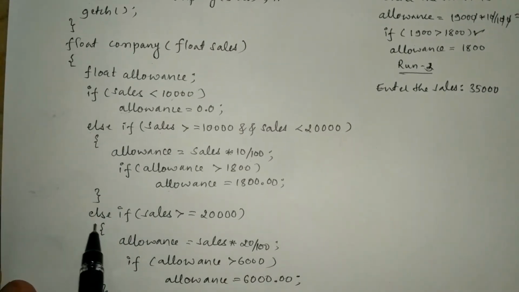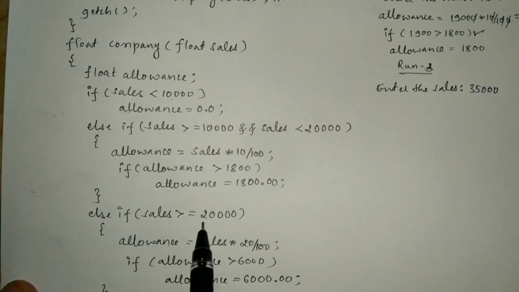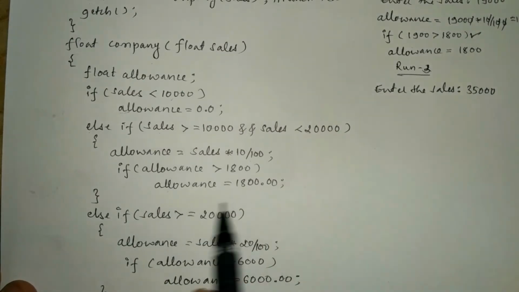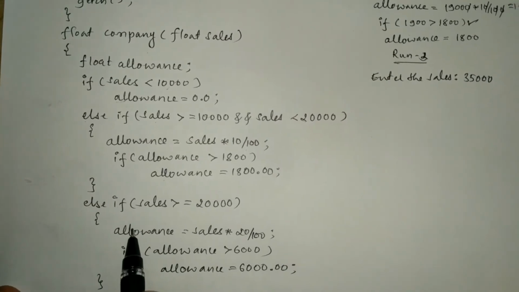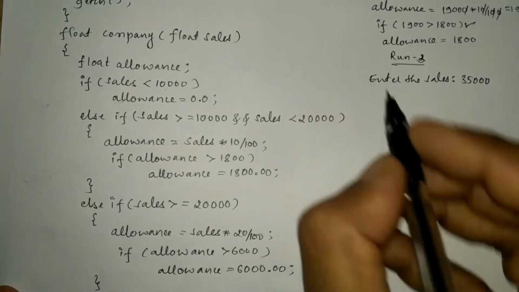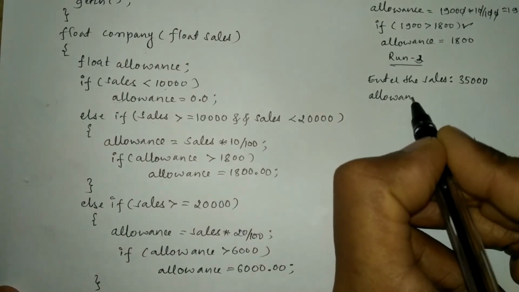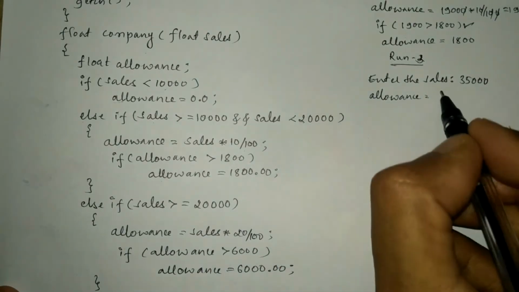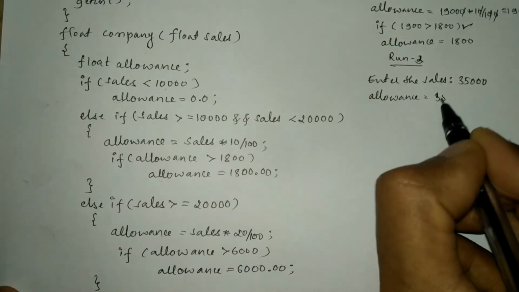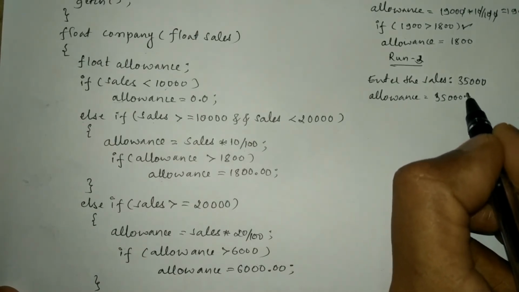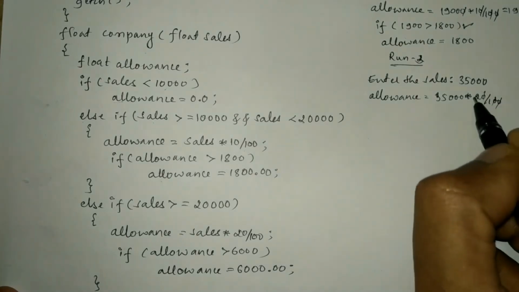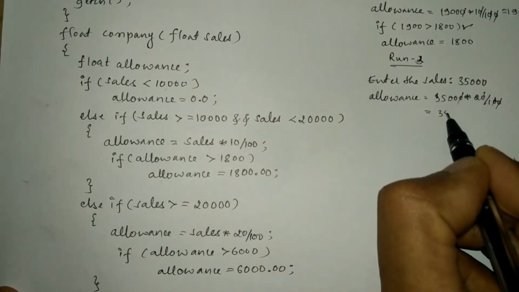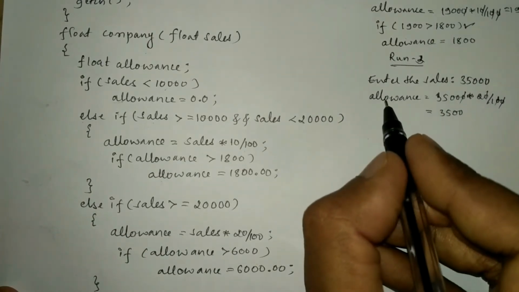It is going to check out the next condition. Else if sales is greater than or equal to 20,000. Yes, 35,000 is greater than or equal to 20,000. So this is true. Once it is true, then the control enters into the body of this else if statement and allowance is calculated. So allowance is equal to sales into 20%. So here sales is what? 35,000 into 20 divided by 100. So this 0, this 0, this 0 and this 0 will get cancelled. So allowance is 3,500 will be stored in allowance.